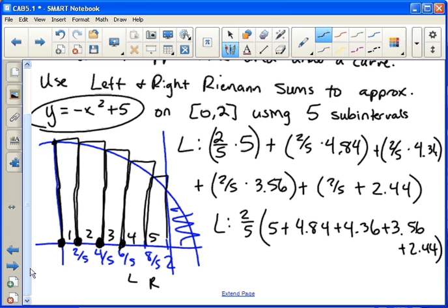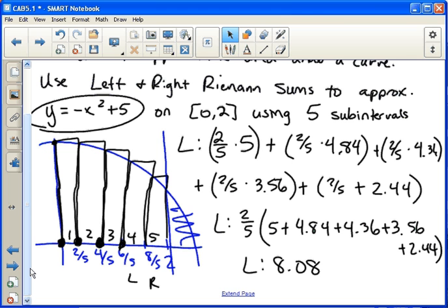Now if you look at that, it should be obvious to you that that is too big. And the reason is all these rectangles overshoot my actual curve. So they've got a lot of extra with them. But that's still a useful number. Even though we know it's not perfect, we know that our actual area cannot be any higher than 8.08.